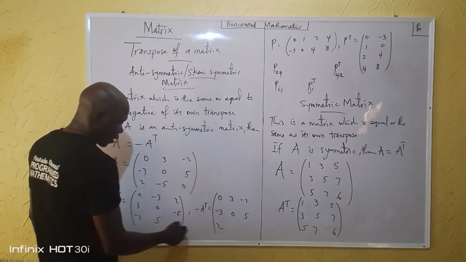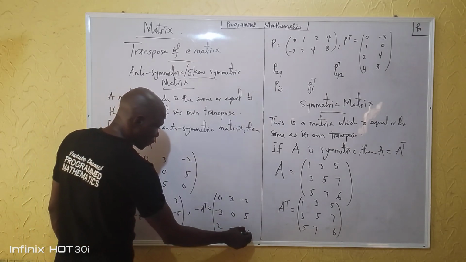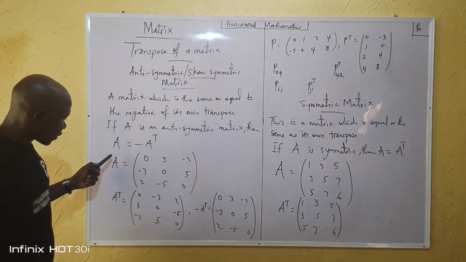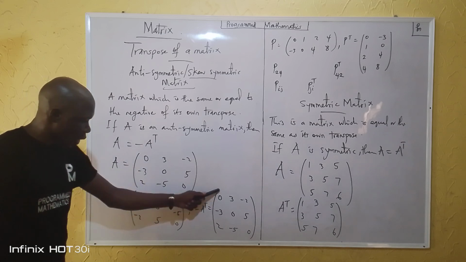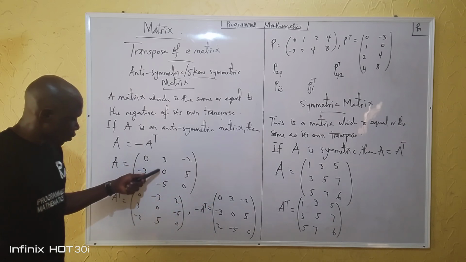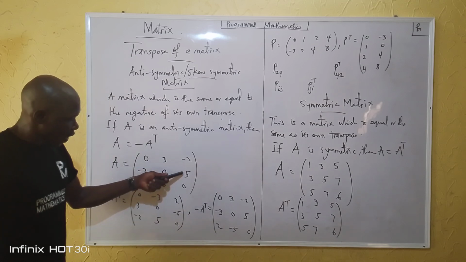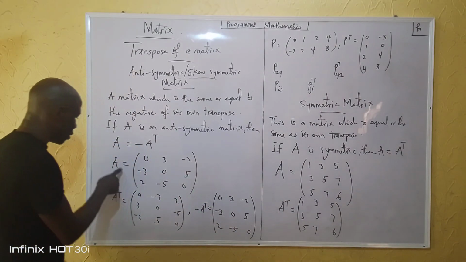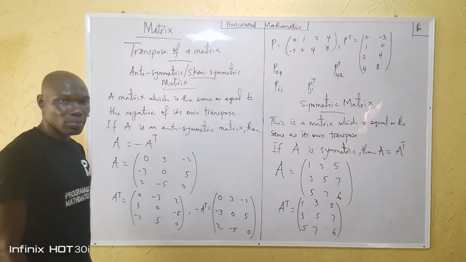Minus 1 times 5 is minus 5. And of course, this is 0. Okay, so let's compare this. When we check this A and the negative of the transpose of A, 0, minus 3, 2, 3, 0, minus 5, minus 2, 5, and 0. So it simply shows that matrix A is an antisymmetric matrix.